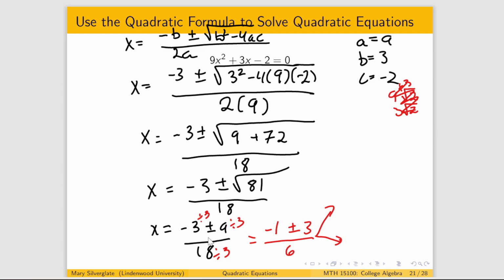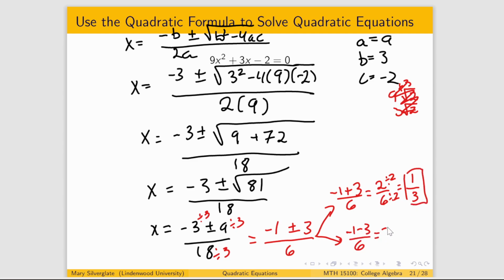You also could have done that from this initial step if you didn't like dividing all three terms by 3. So one of these terms is negative 1 plus 3 over 6, and the other one is negative 1 minus 3 over 6. Negative 1 plus 3 gets me positive 2, and 2 goes into both of those terms. So 2 divided by 2 leaves me with 1, 6 divided by 2 leaves me with 3.